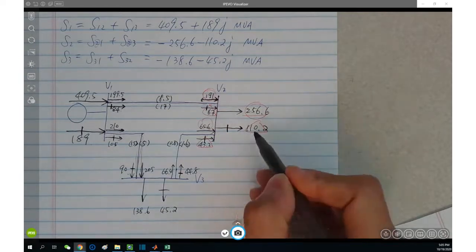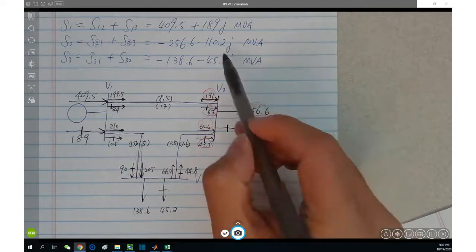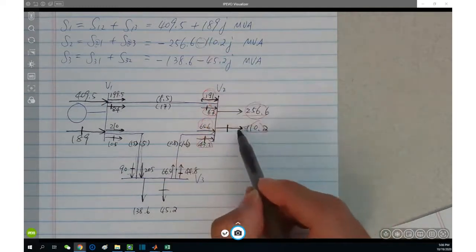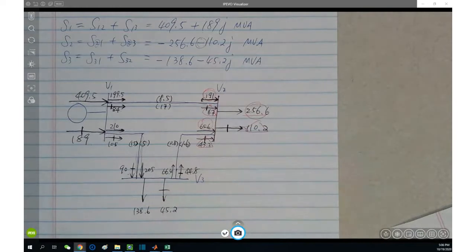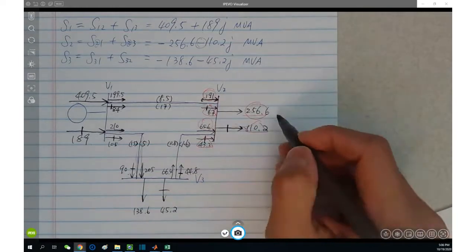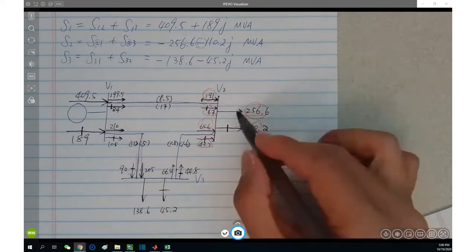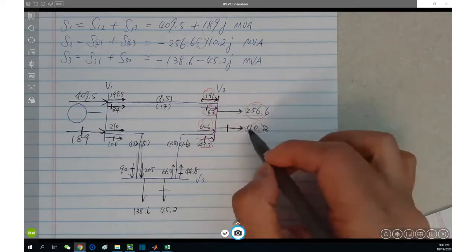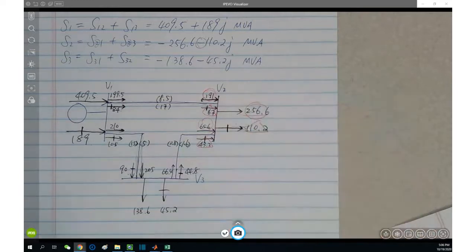Here, 110.2 is a negative power. It's going in this direction, which means, assuming there's a load here, this load is delivering reactive power. Delivering negative reactive power means capacitive or inductive? This is something you can check back in module 2. Whereas the 44.8 from V3 to V2 is supplying inductive reactive power, right?